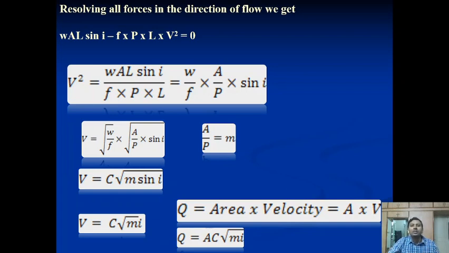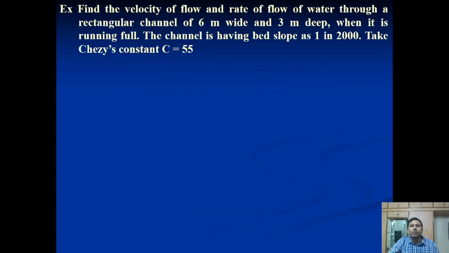Good, good. So now let me start the example so you understand how we apply those values very carefully, right? I will take the first example, which is for a rectangular channel. The example is about finding the velocity of the flow and the rate of flow of water through a rectangular channel. A rectangle means the section is made by one bottom and two sides, right?